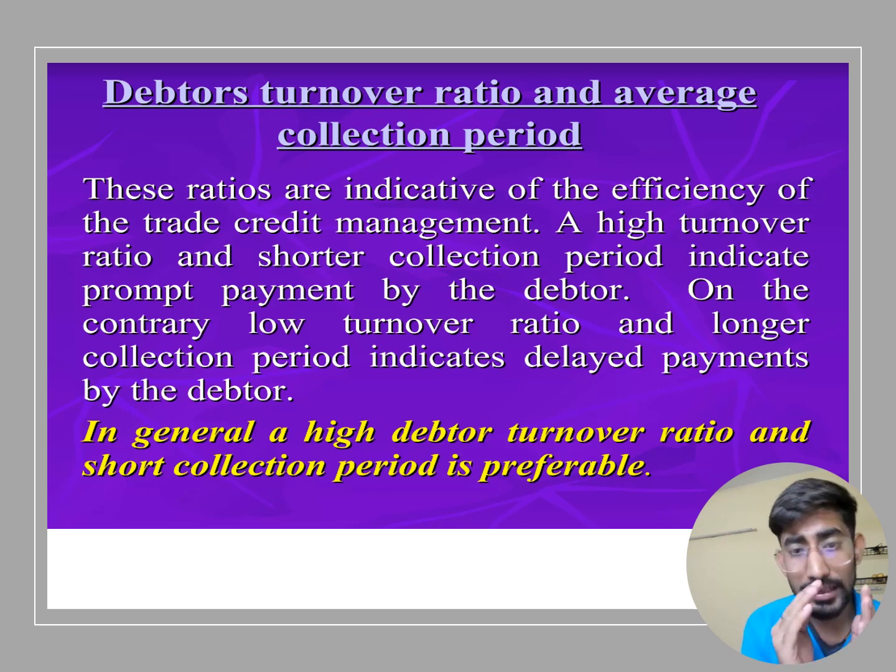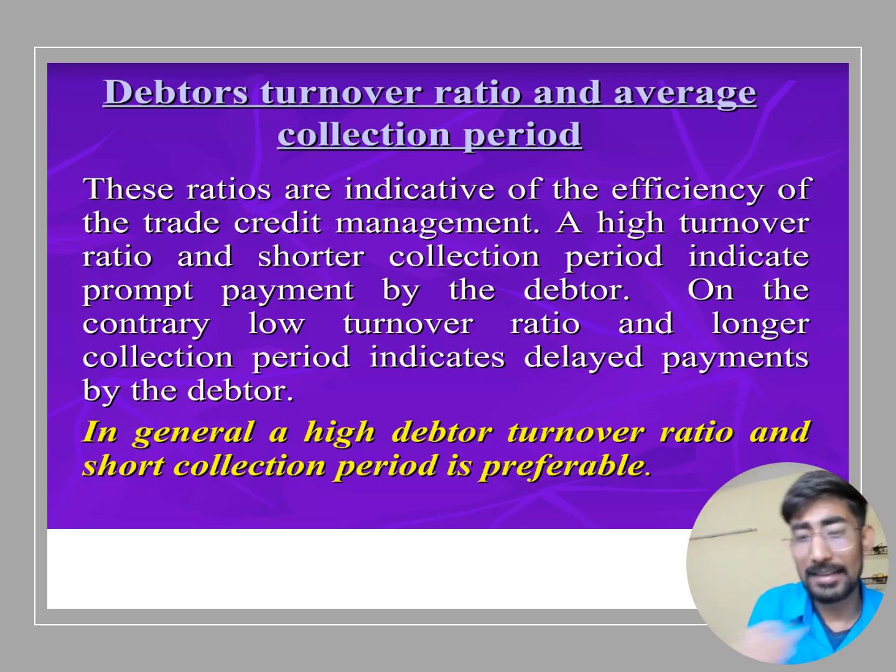That means if your debtor turnover ratio is higher, your average collection period will be lower, so it is preferable for companies. On the other hand, if your debtor turnover ratio is lower, your average collection period will be higher, and that is not preferable. Companies prefer a higher debtor turnover ratio and a shorter collection period, as they will need less working capital for financing their current assets. I hope it is clear. Coming up, the next slide.